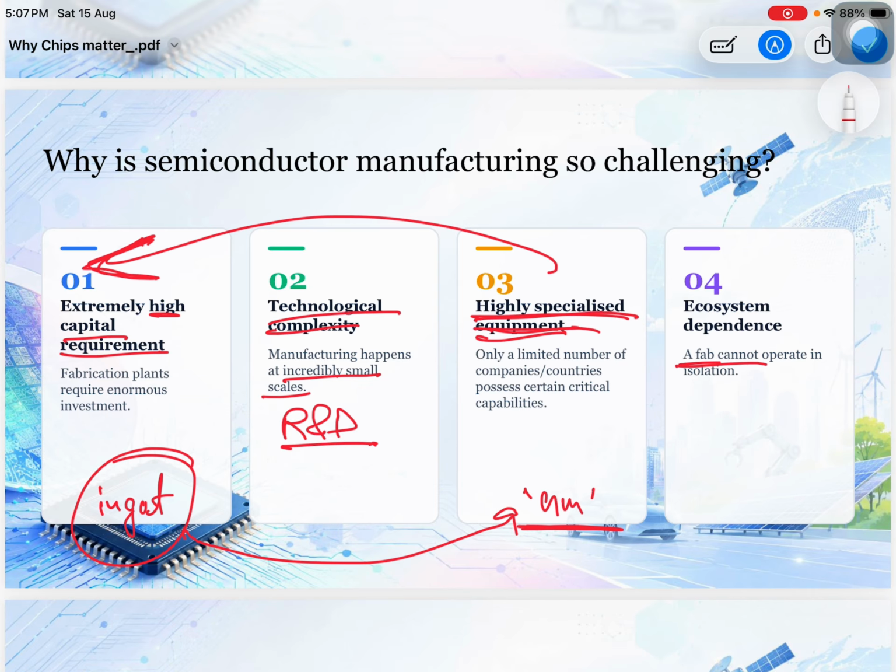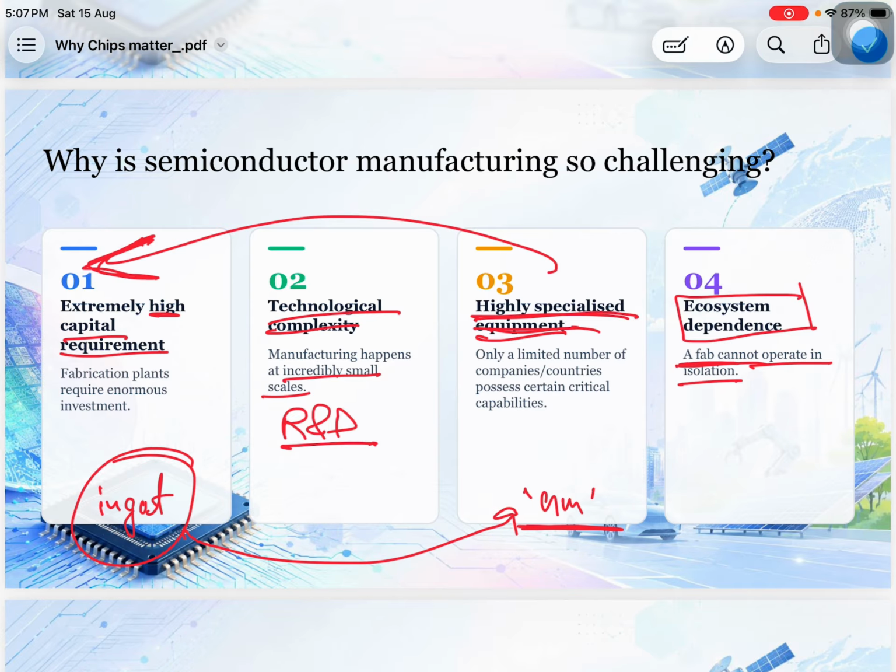A fab, the fabrication process, cannot operate in isolation. You cannot depend on something. You cannot have a monopoly in this sector. You cannot afford it in the future. So these are some points, apart from what we discussed earlier, which keep this industry on its toes, and it is also interfering with the geopolitical players. Moving forward, we will see.